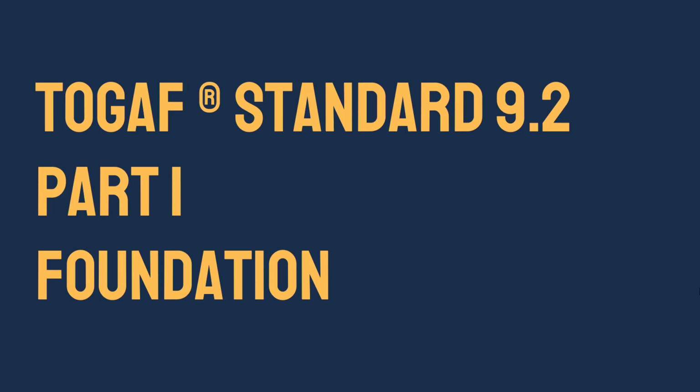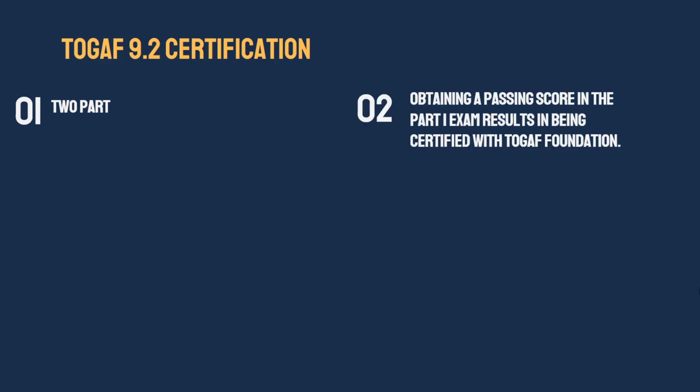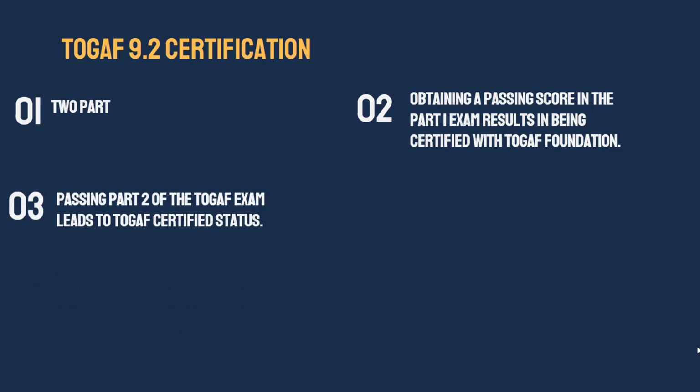So in this video we are going to be talking about the TOGAF 9.2 certification. 1. The certification consists of two parts. 2. Obtaining a passing score in the Part 1 exam results in being certified with TOGAF Foundation. 3. Passing Part 2 of the TOGAF exam leads to TOGAF Certified status. And if you pass any of these certifications, you can use the Open Group logo on your CV or website so that people know you have achieved this accomplishment.